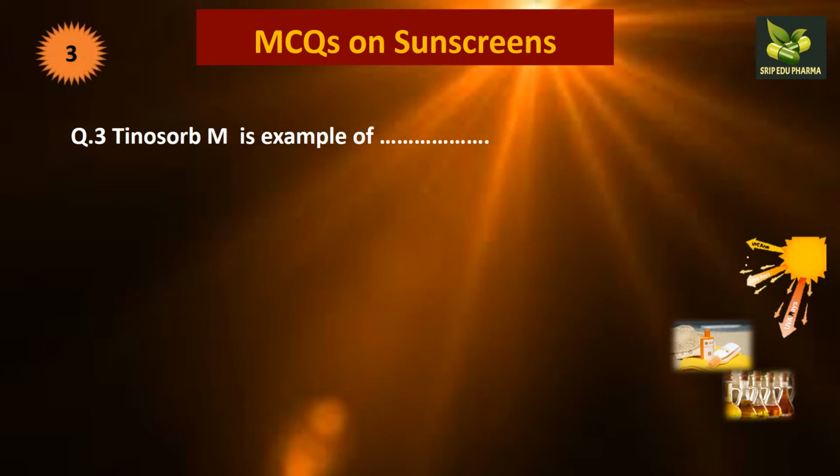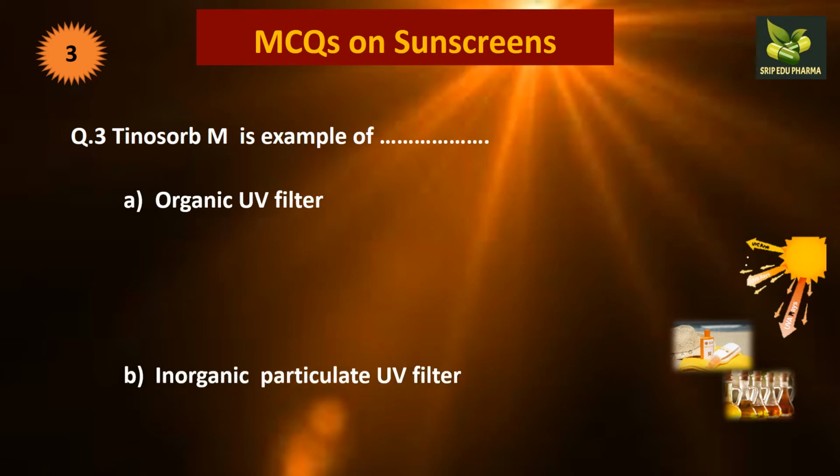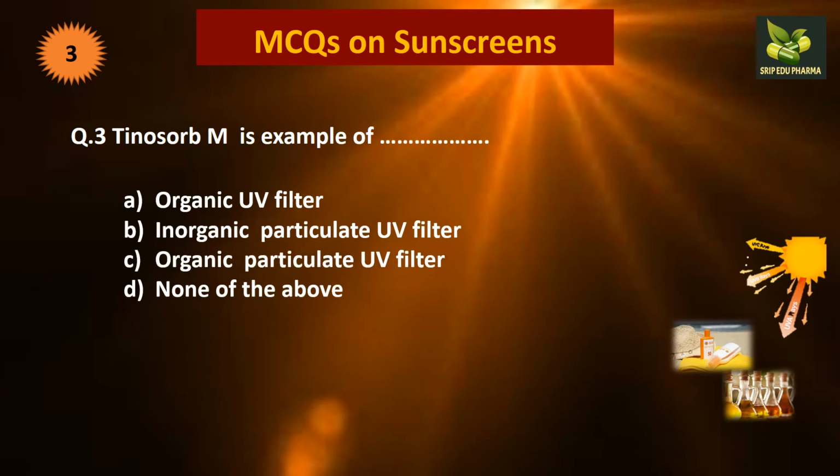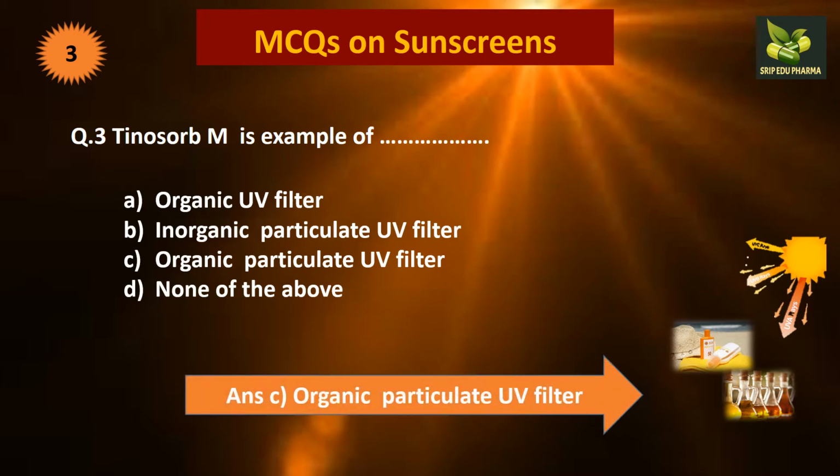Question number 3: Tinosorb M is an example of. If you remember the various types of UV filters, organic, inorganic and organic particulate were there. So Tinosorb comes in the category of organic particulate UV filter. So the answer is C.